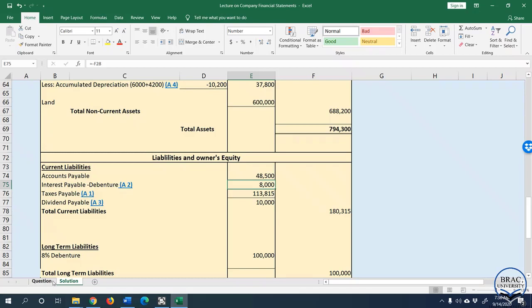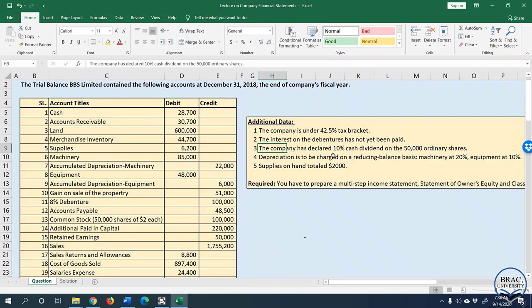So the second one is very simple. What about the third one? The third one is that the company has declared a 10% cash dividend. So what is cash dividend? Cash dividend is when a company decides to pay some of its profit or some of the retained earnings to the shareholders or stockholders as dividend, or distributes some of the cash from its profit to the stockholders. That is known as cash dividend.